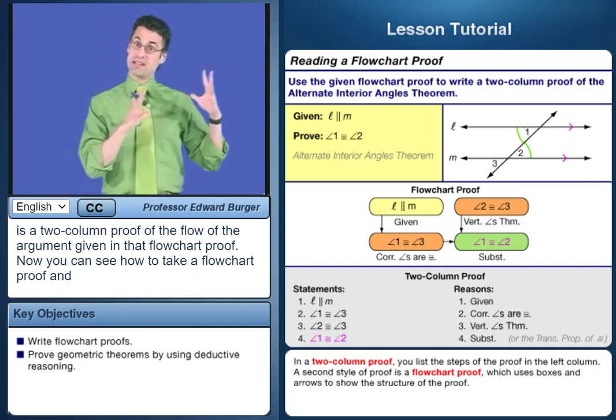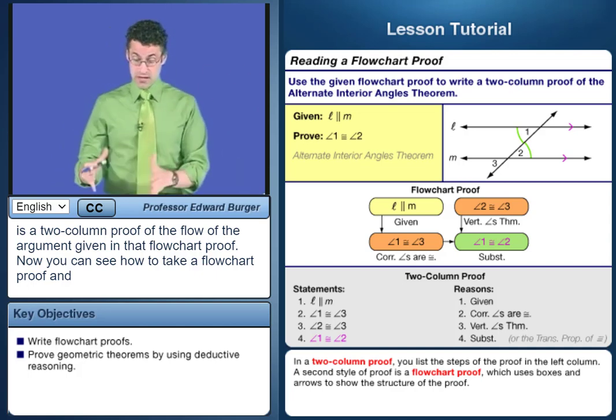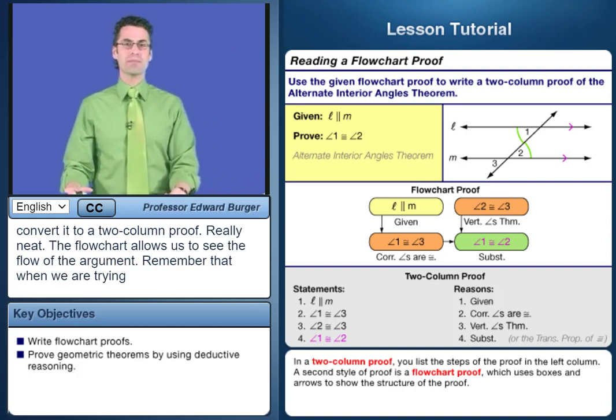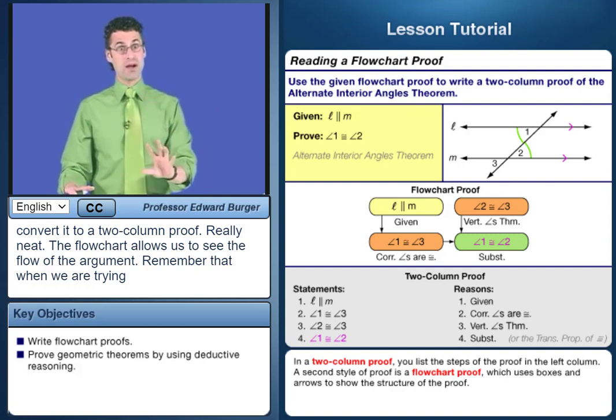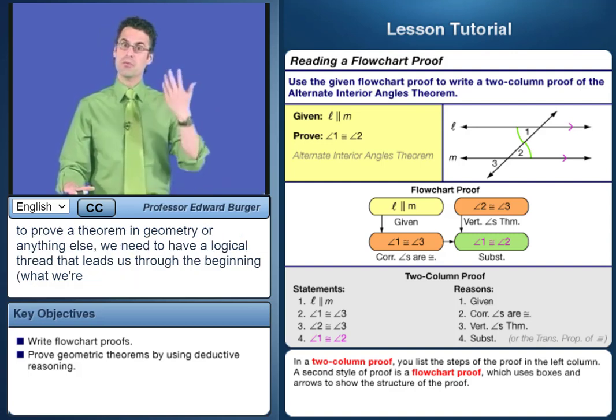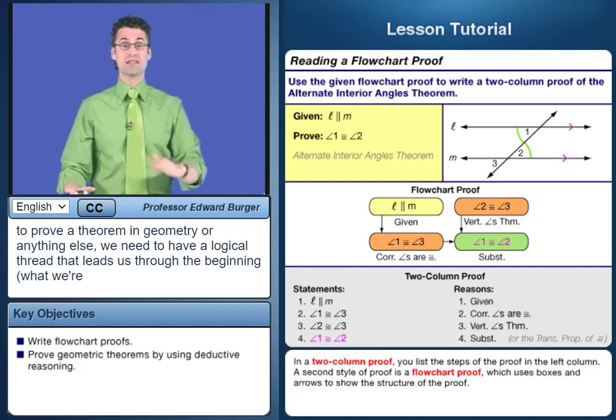So now you can see how to take a flowchart proof and convert it to a two-column proof. Really neat. The flowchart allows us to see the flow of the argument. Remember that when we're trying to prove a theorem in geometry or in anything else, we need to have a logical thread that leads us through the beginning, what we're given, to the end, what we're trying to conclude.